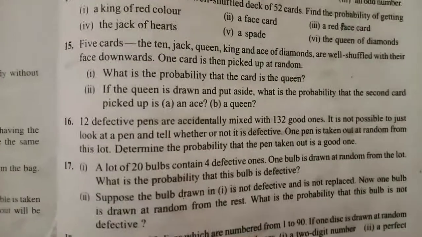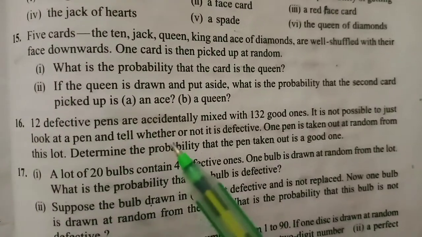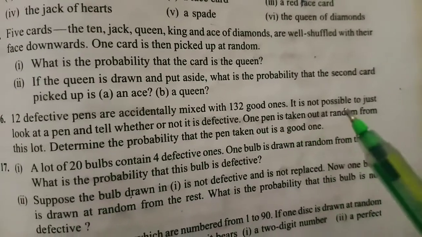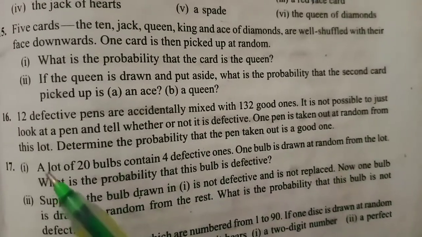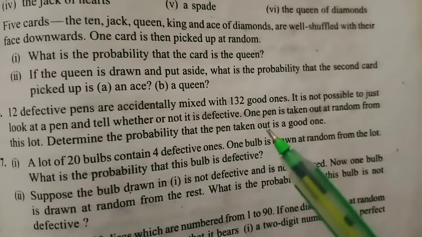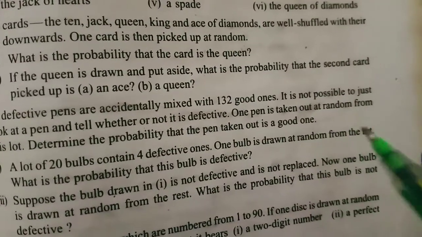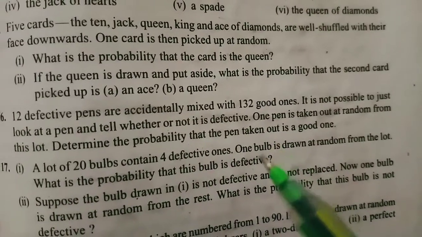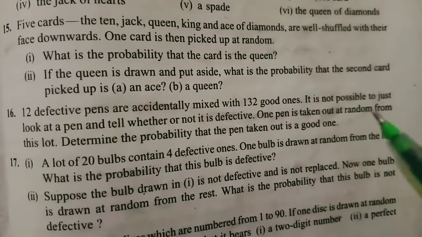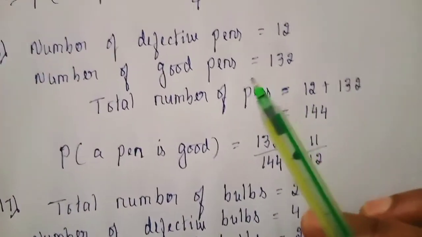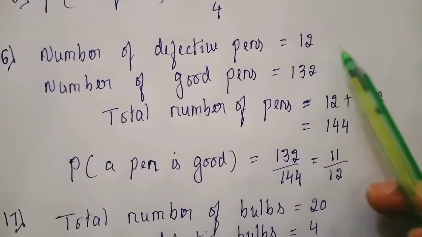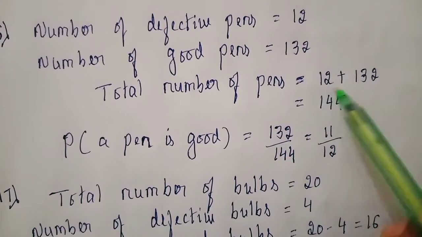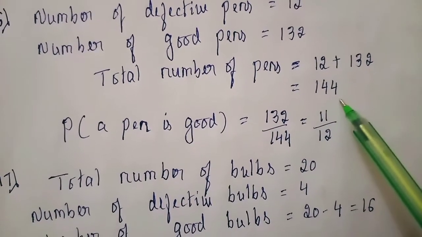Next, 16th question. Given 12 defective pens are accidentally mixed with 132 good ones, it is not possible to just look at a pen and tell whether or not it is defective. One pen is taken out at random from the lot. Determine the probability that the pen taken out is a good one. So given the number of defective pens is 12. Number of good pens is 132. So the total number of pens is 12 plus 132, that is 144.